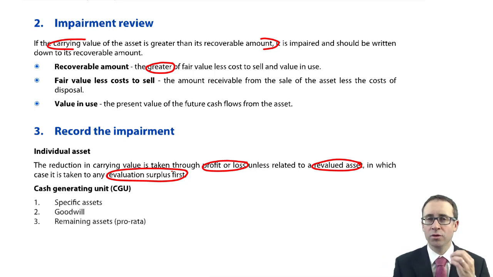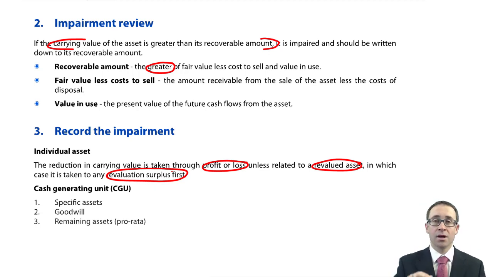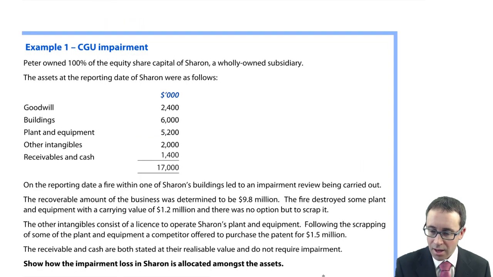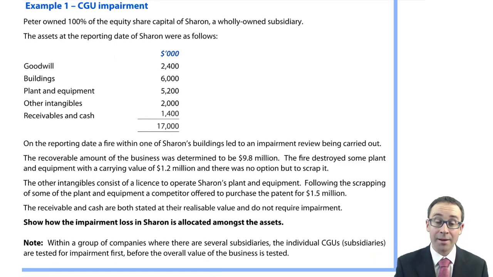Okay, I think in the questions that we've done so far, when we looked at impairment of subsidiaries, there were no specific assets to be impaired. It just all went to goodwill. But just be aware: specific assets first, then goodwill, and then any remaining assets on a pro rata basis. Okay, excellent. So that's the background. That's the theory, stuff that you've seen previously. Shall we go through there and have a play around with the example?